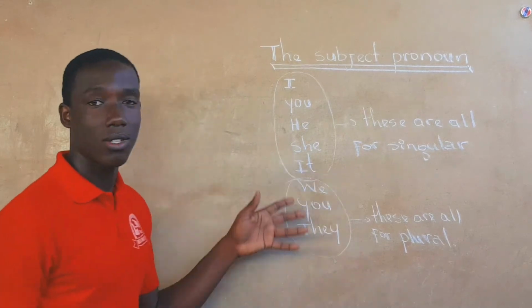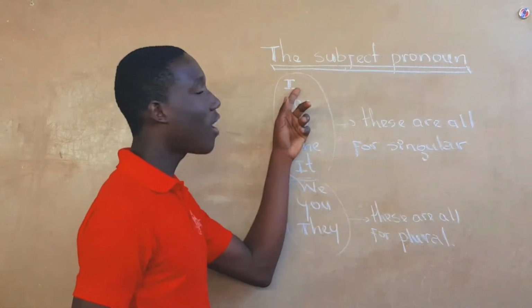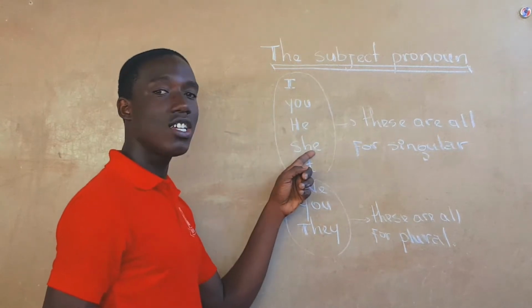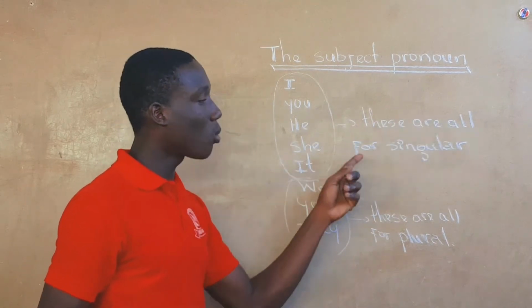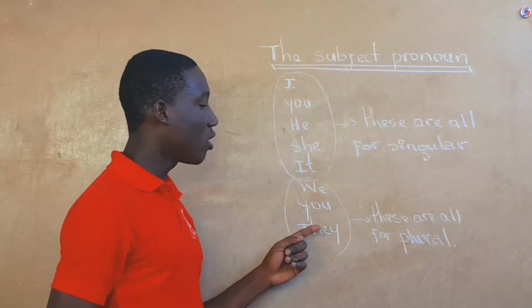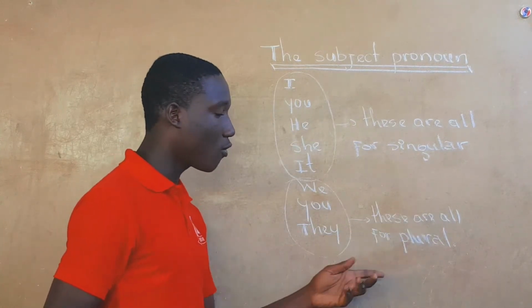Okay. Now let's make a review for you. I, you, he, she, it. These are all for singular. We, you, they. And these are all for plural.